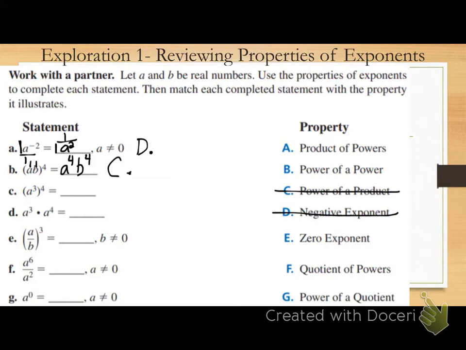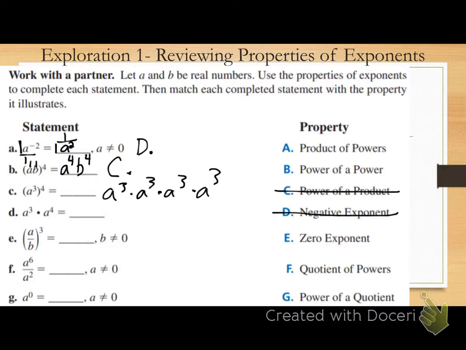Letter C. Kind of based on letter B. 5a cubed raised to the 4th power. How could I expand that out? A to the 3rd times a to the 3rd times a to the 3rd times a to the 3rd. 4 a to the 3rds all being multiplied, right? How would I expand a to the 3rd each time? It'd be how many a's each time? A, A, A. 3, right?